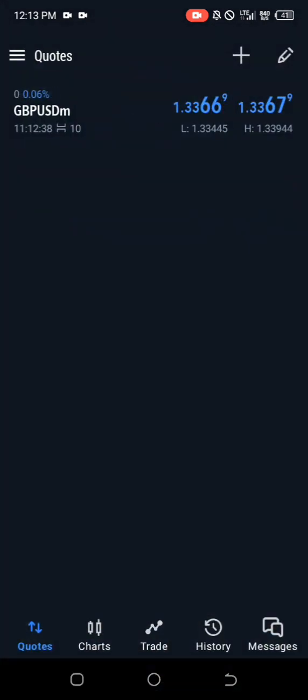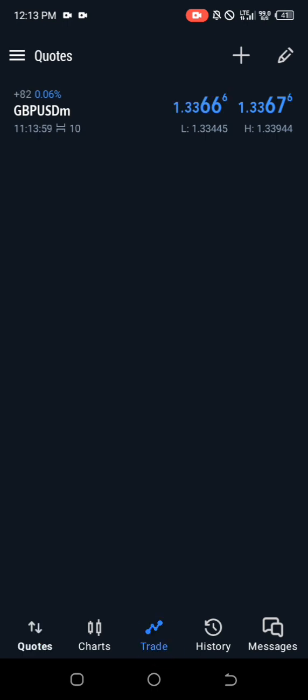When you enter your MetaTrader 5, you should see the pair you want to trade here. This is GBP USD. If you don't have the pair you want to trade here, you can easily add it. You already know how to add a currency here. I taught that in the previous video, so you can easily add any pair you want to trade. When you add a pair, go to trade.